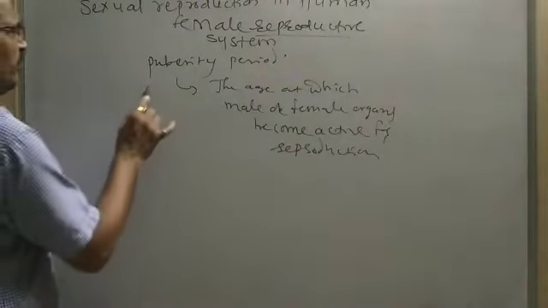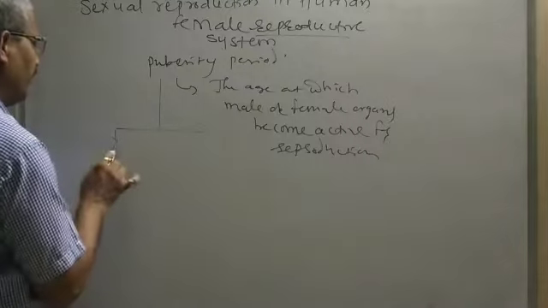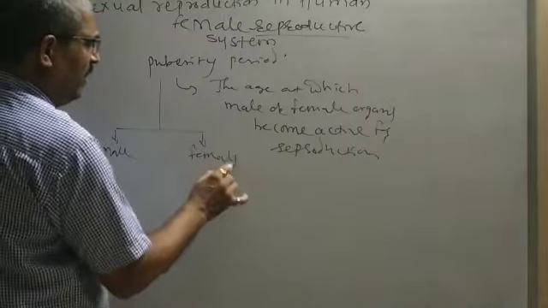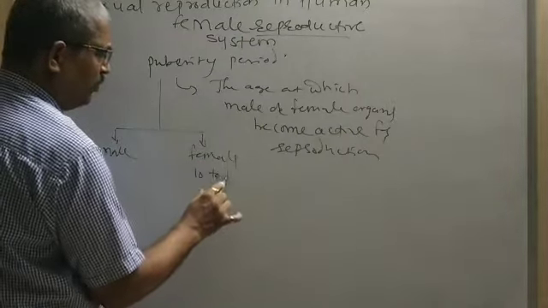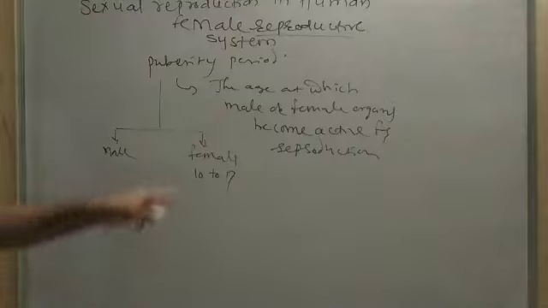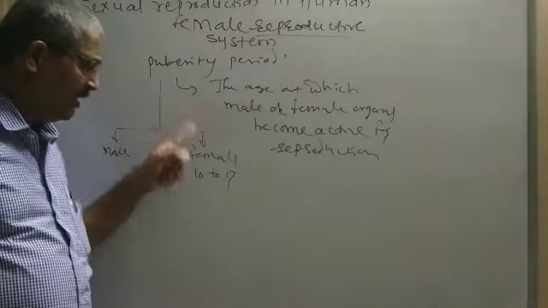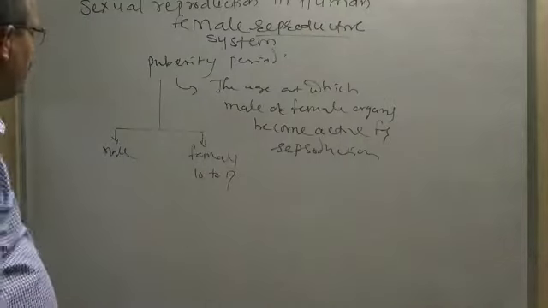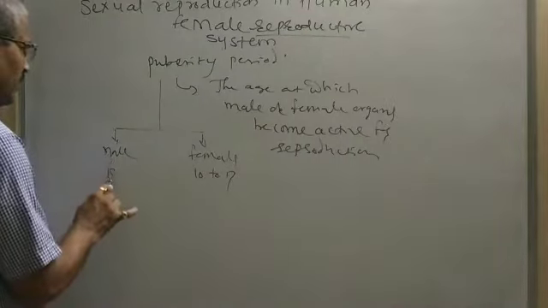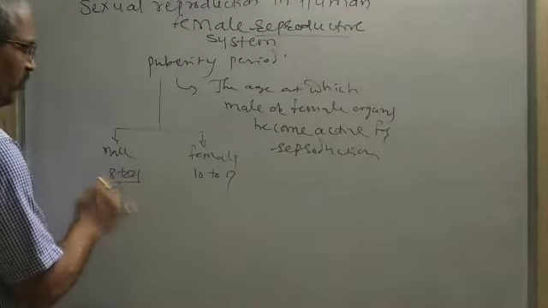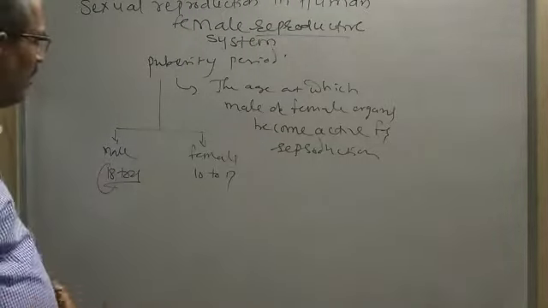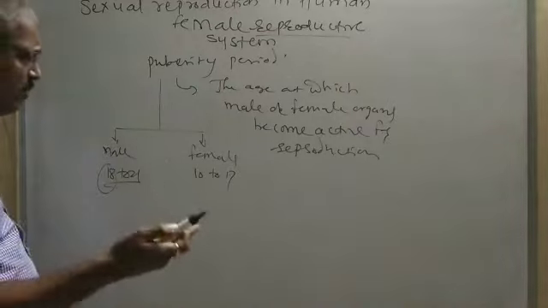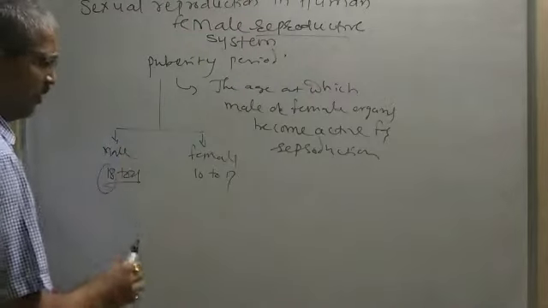Then the puberty period in male and female is different. What is the puberty period in female? It starts from the age of 10 to 17. So in case of female, the puberty period starts from 10 to 17, meaning about 7 years are required. And in male, it starts from 18 to 21, mostly 18 or maximum 21. What are the changes that take place? There are a number of changes that take place in the period of puberty.